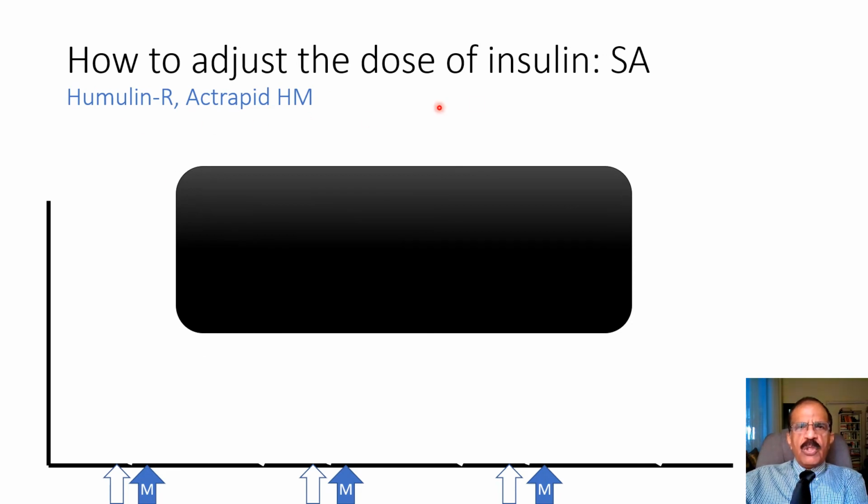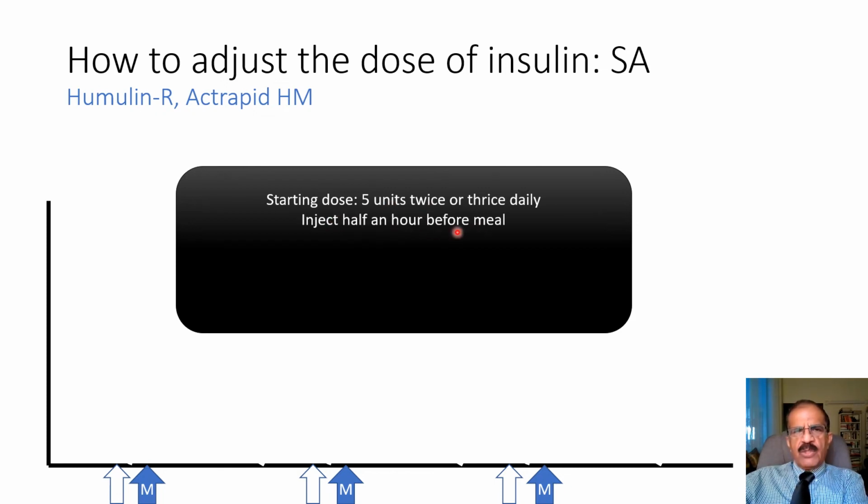Now this is how to adjust the dose of short acting insulin, Human Humulin R or Actrapid HM. Starting dose 5 units 3 times a day: twice if the patient takes 2 meals, thrice if the patient takes 3 meals. Inject half an hour before meal because these take 30 minutes before they start appearing in the blood. Monitor blood sugar before the next meal. So the patient injects before breakfast, before lunch and also dinner.